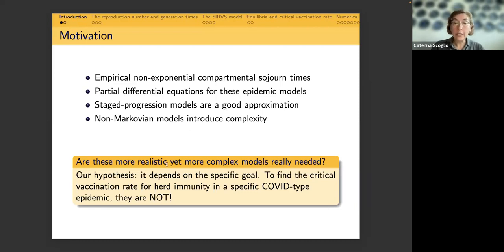So the question is the following. We understand that these models are more realistic, but they are also more complex. Are these more complex models really needed? Our hypothesis that we develop in the presentation is that it depends on the specific goal. For example, to find the critical vaccination rate for herd immunity in a specific COVID-type epidemic, which is the one I'm going to explain, these non-Markovian models are not needed, so we can simplify things.